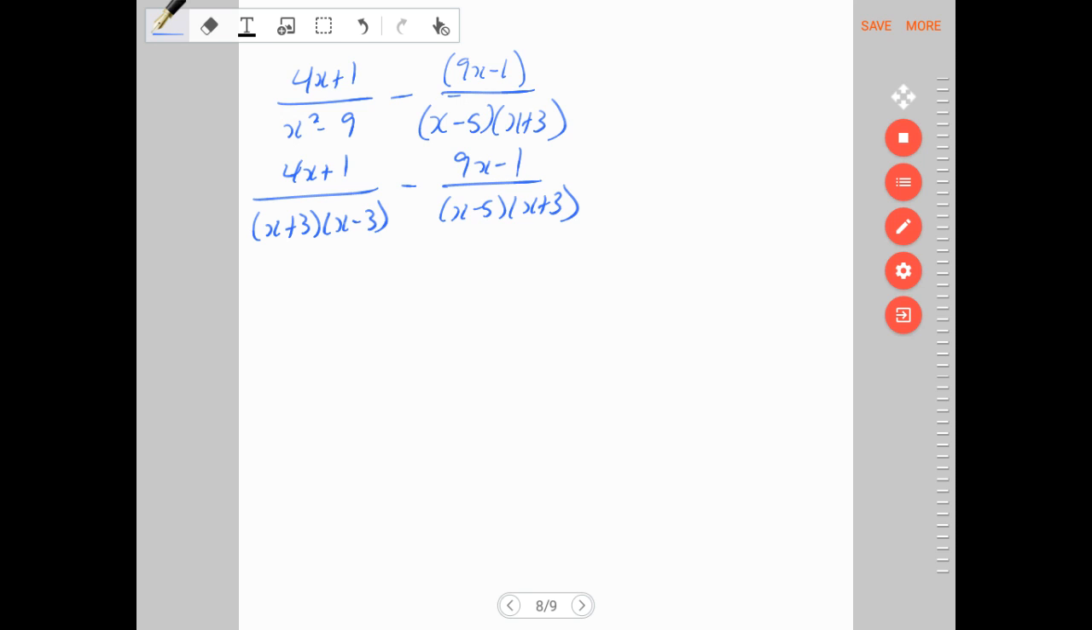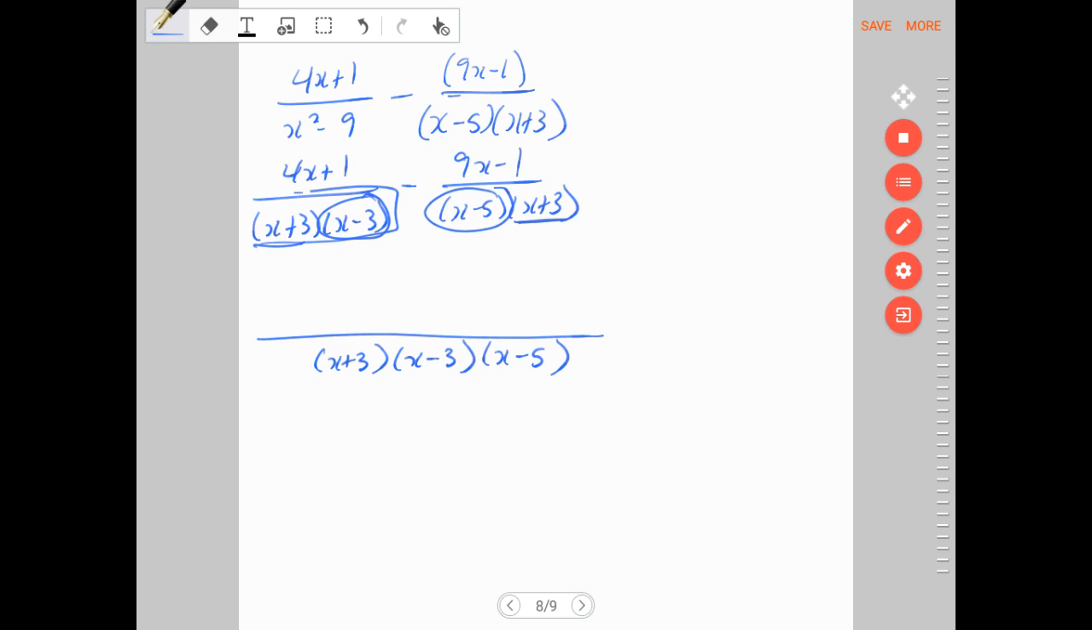Okay, notice now that I have an x plus 3 in common, so my denominator for my answer has to have an x plus 3. In order for this to go into it, it also must have an x minus 3. And in order for this to go into it, it must also have an x minus 5. Okay, so what do I do to this denominator to make it become this? Well, the only thing that differs here is the x minus 5. So I'd have to times this bottom by x minus 5, but if I times the bottom by x minus 5, I must also times the top by x minus 5.